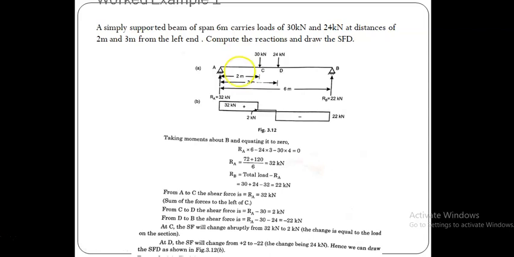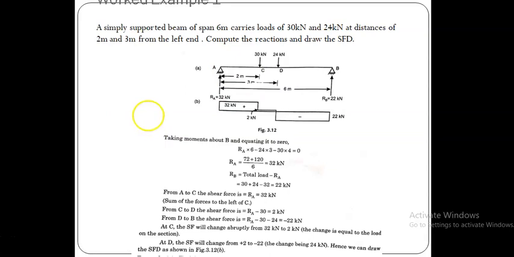Then one more equation I can write, sigma V equal to 0, in which there are two unknowns, RA and RB. Now both equations can be solved simultaneously, and I can find the two unknowns RA and RB. Like that we can solve.